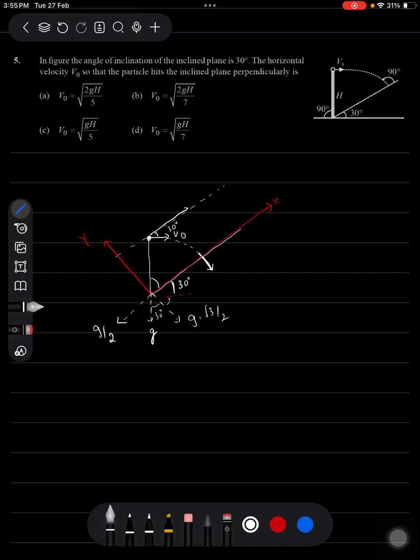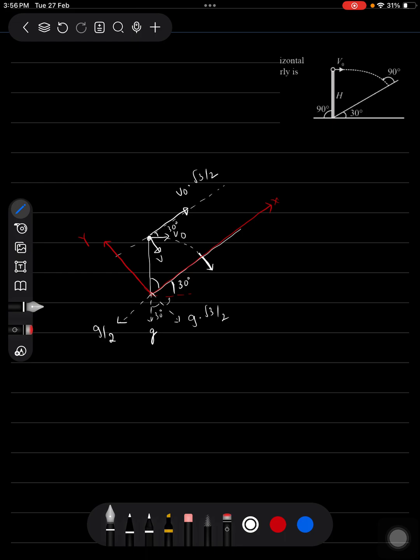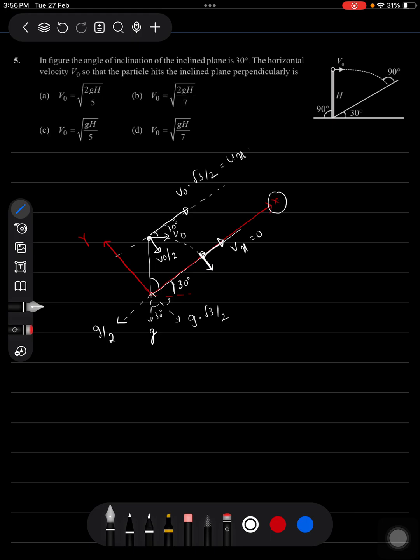So component of the velocity in this direction is going to be v0 into root 3 by 2, and perpendicular to the plane is going to be v0 upon 2, right? So along x direction we can see that when it is going to hit here, the velocity in x direction is going to be equal to 0, and initial velocity in y direction is v0 into root 3 by 2. Acceleration along the x direction is, along with sign, minus g by 2. Acceleration along y direction is minus g into root 3 by 2 along with sign.